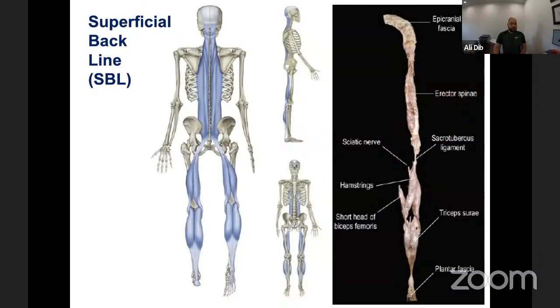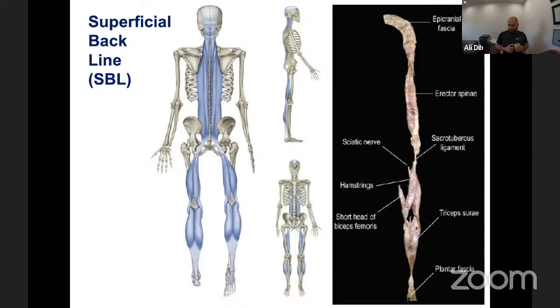So let's get into the superficial back line. So we have a couple diagrams here. The first anatomical line we'll be discussing is this one. It's not to say that this is the first or the most important. It's just the first one we're going to discuss. A simple way to describe this myofascial line is that it kind of connects and protects the entire back or the posterior surface of the body.